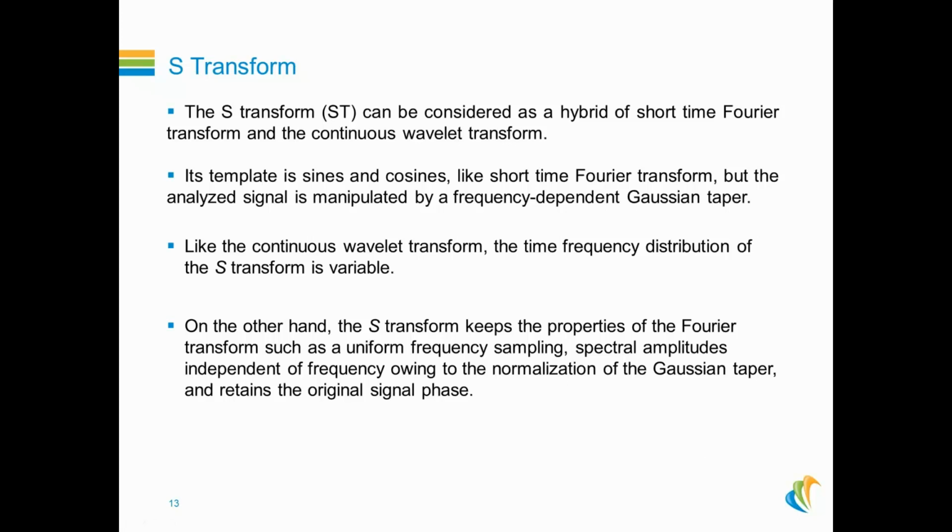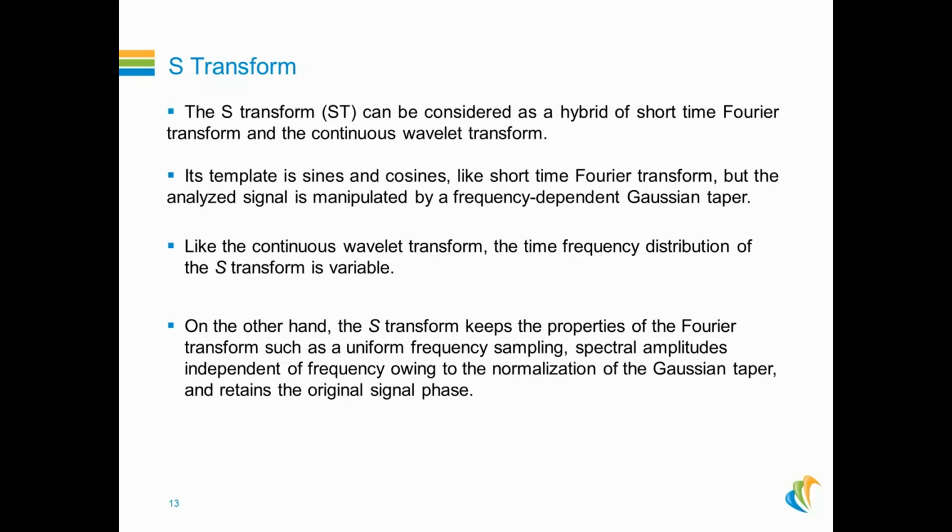The S transform can be considered as a hybrid of short time Fourier transform and the continuous wavelet transform. The template uses sines and cosines like short time Fourier transform, but the analyzed signal is manipulated by a frequency dependent Gaussian taper. So similar to the continuous wavelet transform, the time frequency distribution of the S transform is variable.